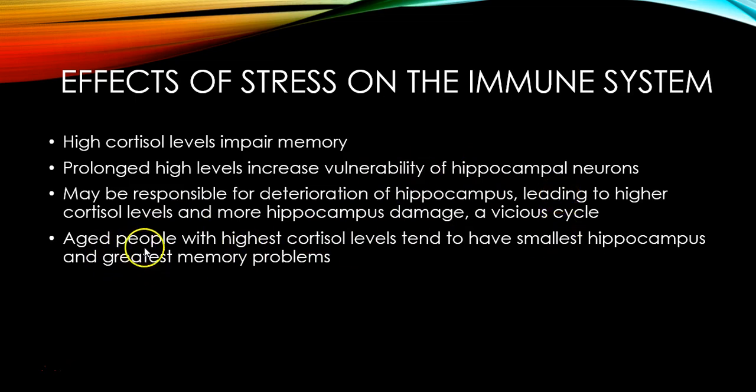And you can see that older people with the highest cortisol levels tend to have the smallest hippocampus and the greatest memory problems. So again, cortisol, or a stress hormone, in a small dose for a specific event, when you have a stressful situation, it's important. We need that cortisol and that epinephrine and norepinephrine to get us through whatever that stressful emotion is or that stressful situation is. And it's actually helpful.